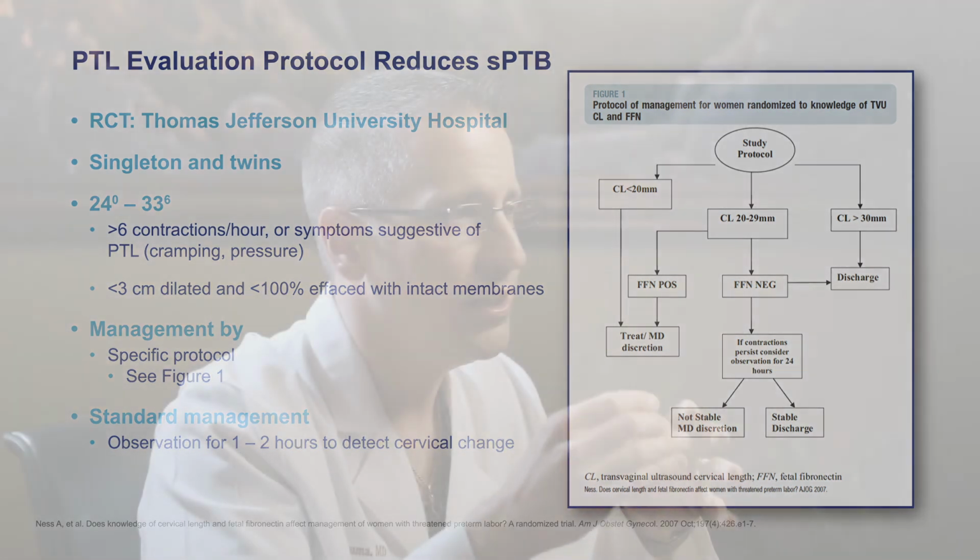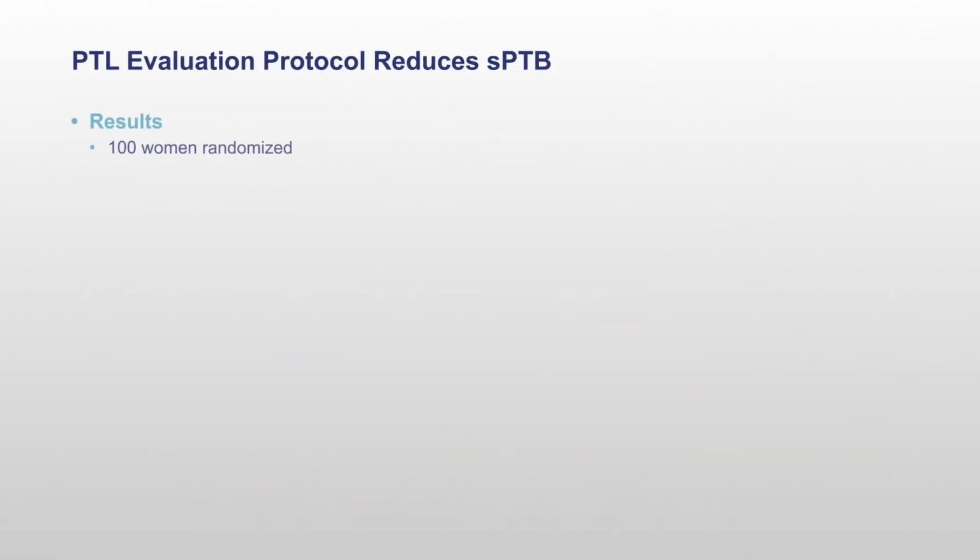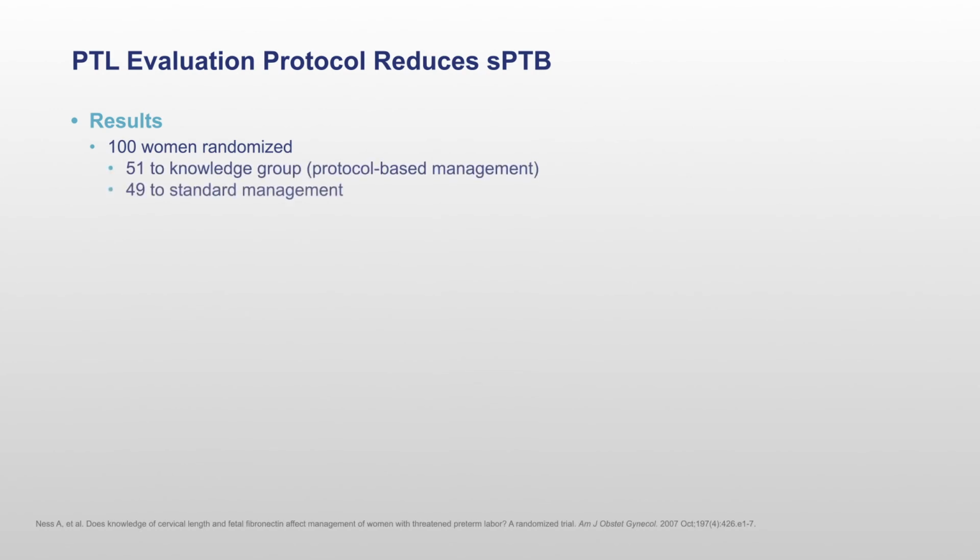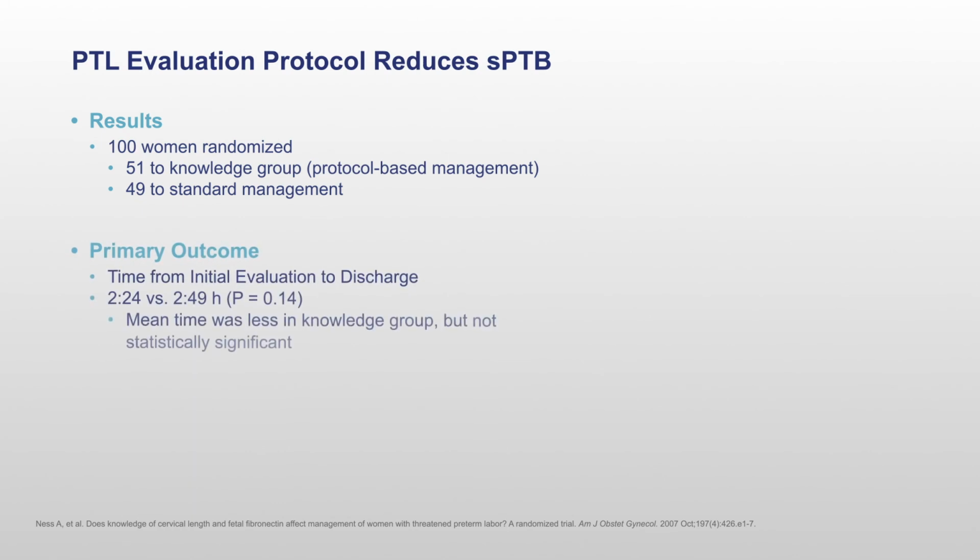What they found in this study and what they were after was, could they improve the time of triage? Could they get patients into triage and out of triage in a more efficient fashion, save time by following a specific protocol for preterm labor assessment? And this was actually a randomized controlled trial, a little different than the prospective study previously performed at the Mayo Clinic. They had 100 women, 50 in the protocol group and 50 in a standard management group. And ultimately, their primary outcome, as I told you, was to evaluate time from initial evaluation to discharge.